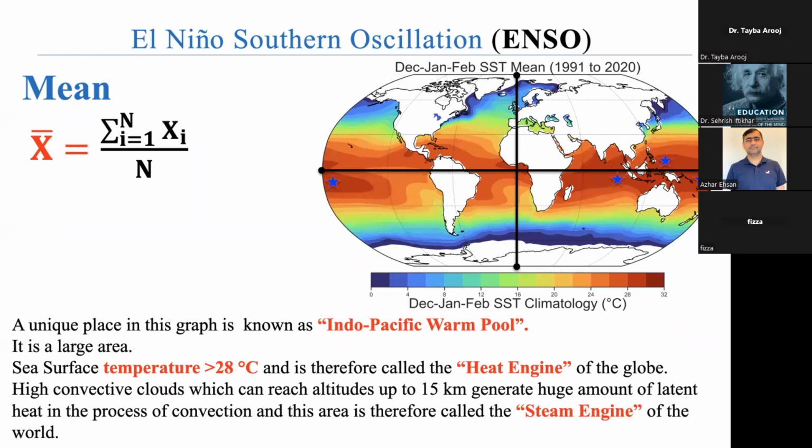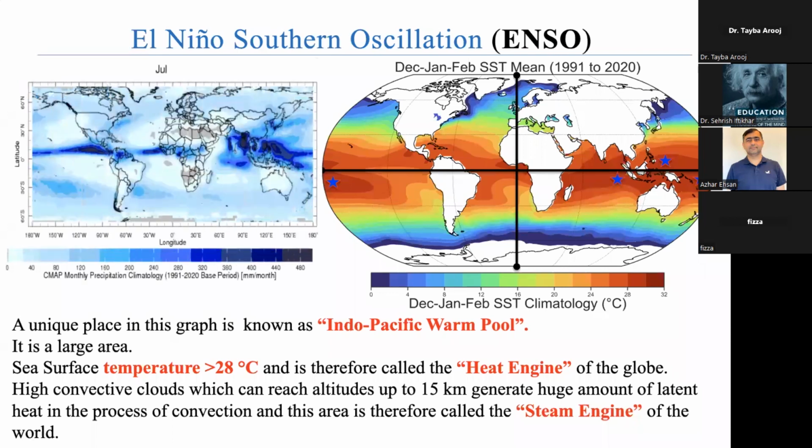The second most important thing is that when there are such high sea surface temperatures, it can create convection. So when convection happens, it becomes the steam engine of the world. So what does it mean? We look on the right side, this is precipitation. Look at this area. The month is July, and you can see that more than any other parts of the world, this area is producing a lot more precipitation. Huge precipitation over this area. This is the Indo-Pacific warm pool region.